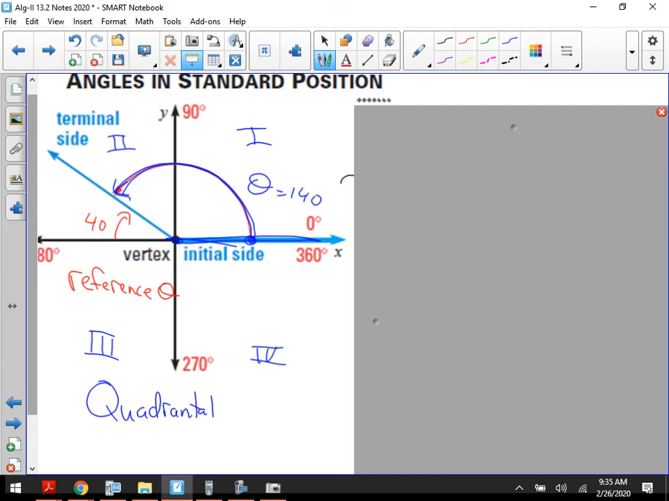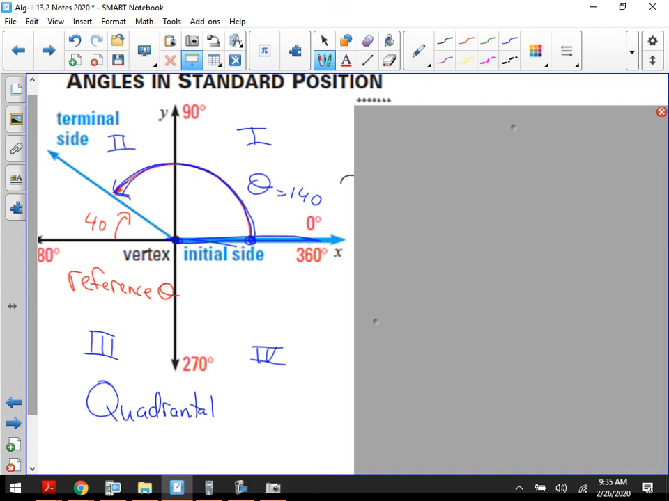Yes, sir? So if you had an acute angle, would the reference angle just be the same? If you have an acute angle of 30 degrees, what's your reference angle? 30 degrees, very good. So 90 degrees is the right angle, so that would be 90 degrees, yes. What's that?